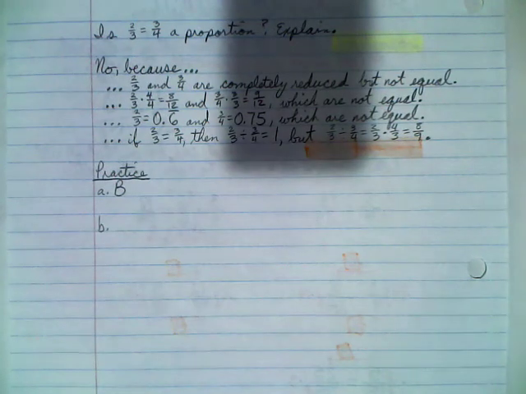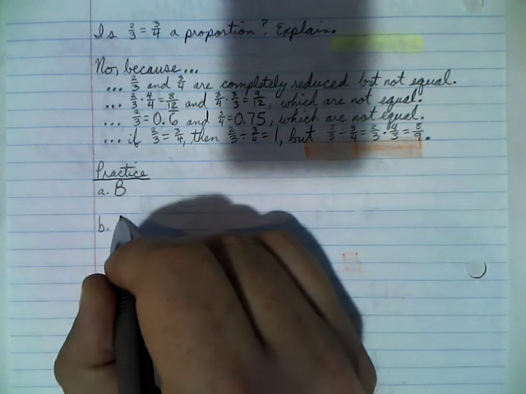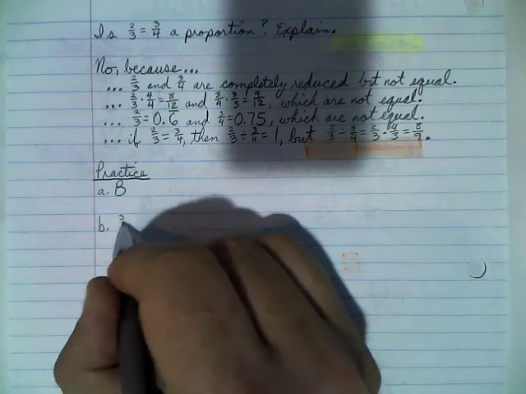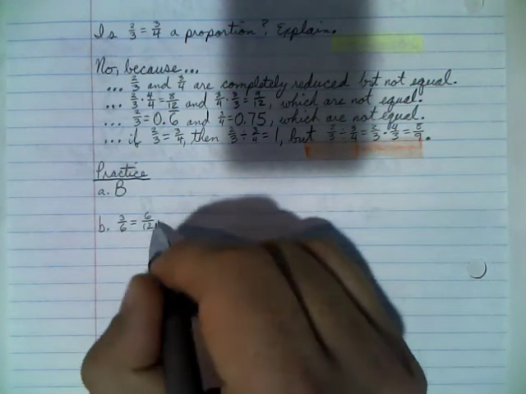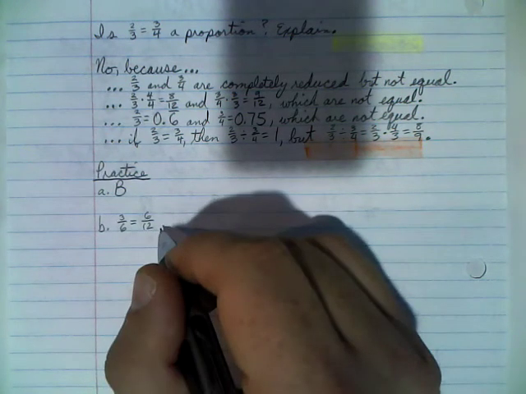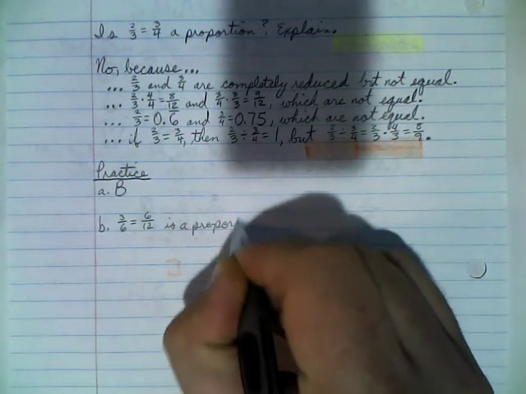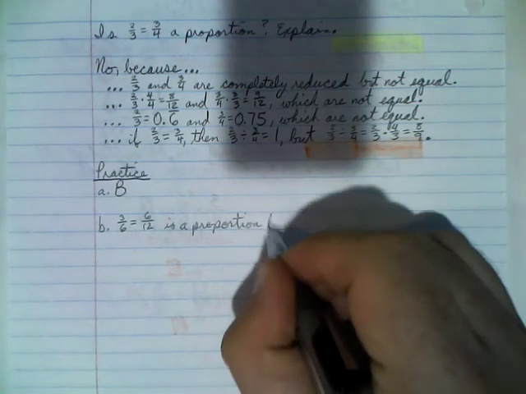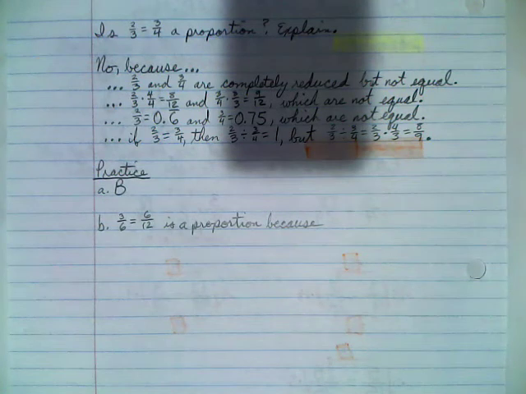On to letter B. Letter B, how do you know your choice is correct? So we could say that 3/6 equals 6/12 is a proportion because... And since this asks us to justify, it asks us how do we know, proper sentence.